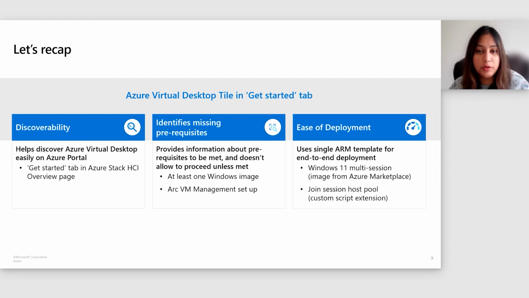And third, ease of deployment. Using a single ARM template, you can do an end-to-end deployment. And also, you can use Windows 10 or Windows 11 multi-session images, which can be directly downloaded from Azure Marketplace. You will also, in this ARM template, be able to join the VM as a session host by running custom script extension, but all of this is part of the ARM template itself. So to recap, discoverability, identifying missing prerequisites, and ease of deployment.